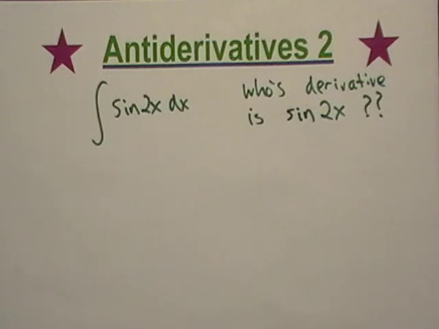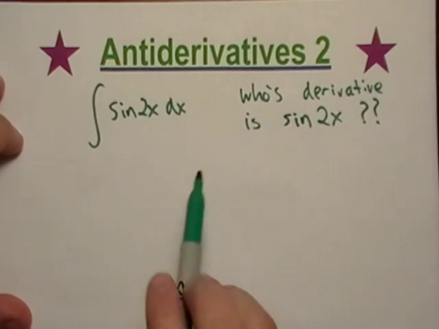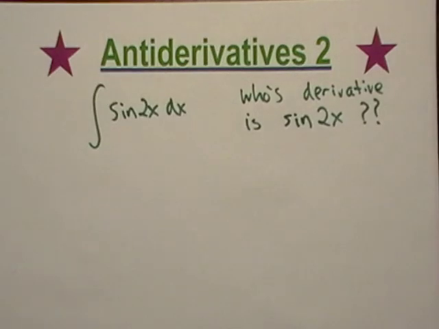Okay, let's find antiderivatives of trig functions. There's a formula for this too, and I'll show it to you in a minute. But let's first explore the guesstimation technique because it might pay off too. We want to ask ourselves, whose derivative is sine of 2x? I'm looking for the function whose derivative is sine 2x.